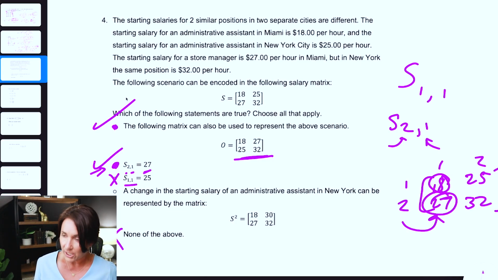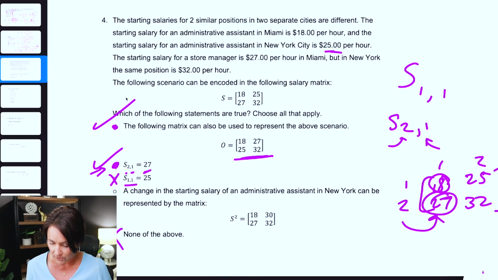And let's go here. A change in the starting salary of an administrative assistant in New York can be represented by the matrix here. All right, so we're changing the administrative assistant in New York. So the administrative assistant was $25 per hour. So we need to change the 25 to something else. And it looks like we did. We changed it to 30 here.